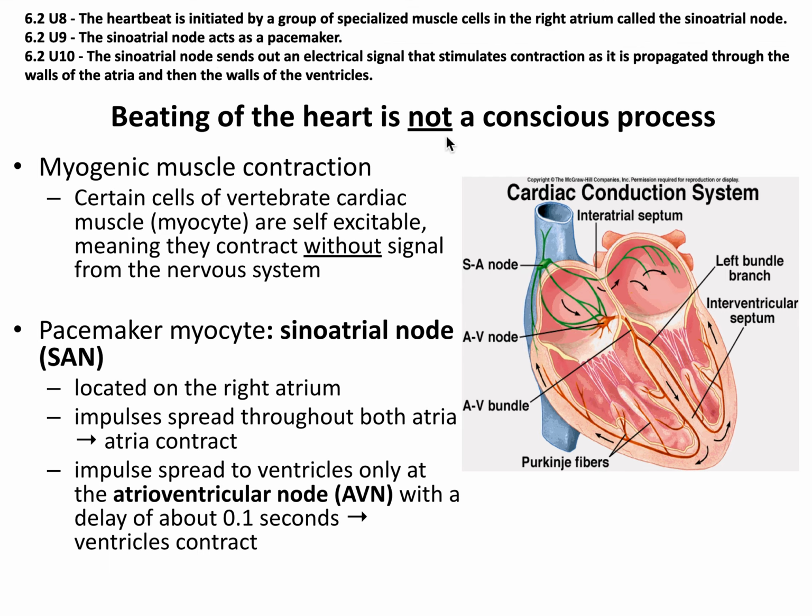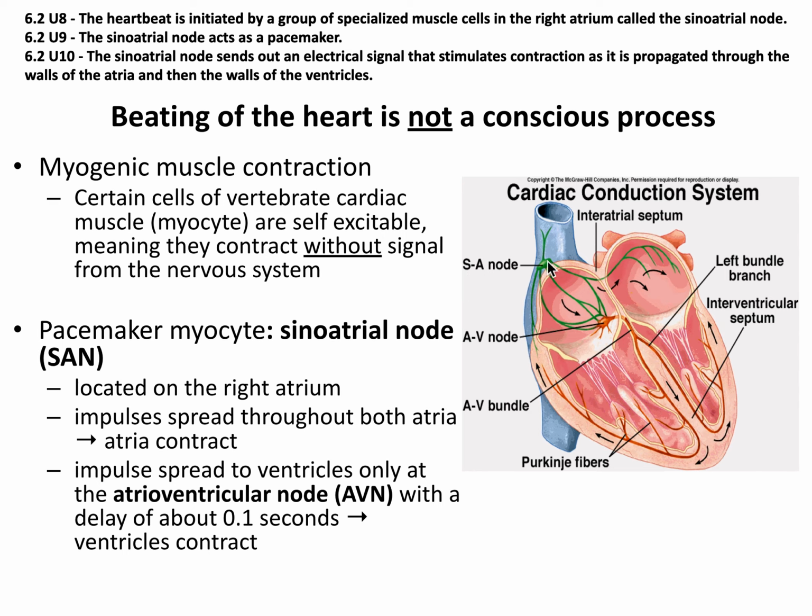So beating of the heart is not a conscious process. Thank goodness that you don't have to think about each of these beats that occur every time. The heartbeat is initiated by a group of specialized muscle cells in the right atrium called the sinoatrial node. Myogenic muscle contraction is defined as this: certain cells of vertebrate cardiac muscles, the myocytes, are self-excitable, meaning they contract without signal from the nervous system.